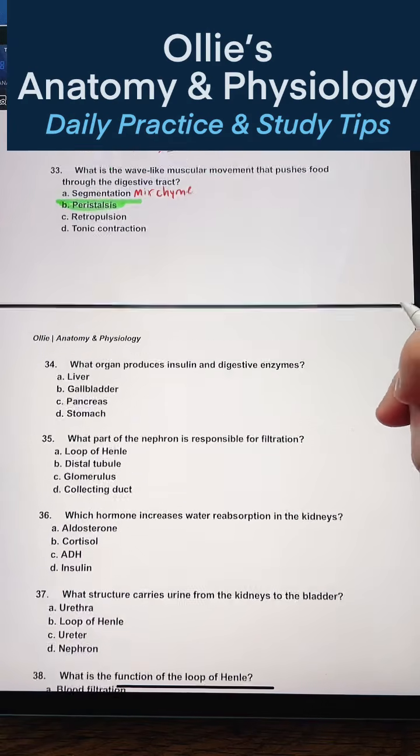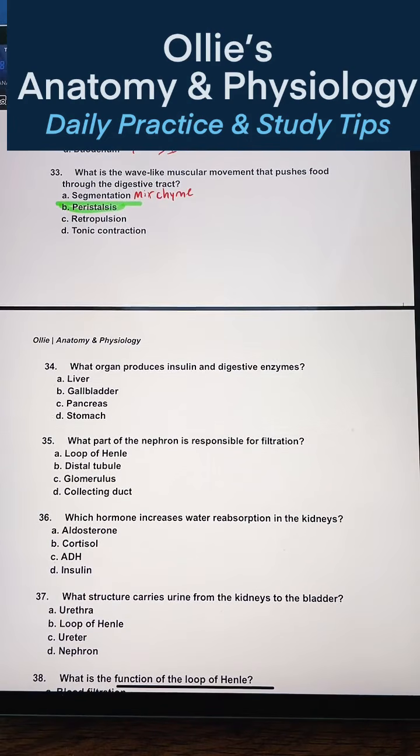We're moving on to the next set of questions here on the next page, number 34. Which organ produces insulin and digestive enzymes? Hopefully you were paying attention when we went over the endocrine system. But it is an organ that is going to function in the endocrine and in the digestive system.